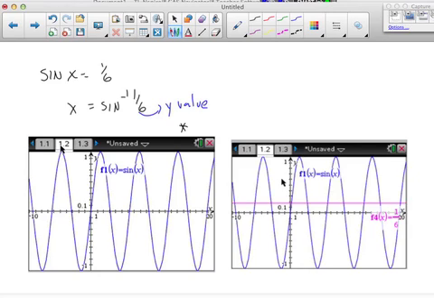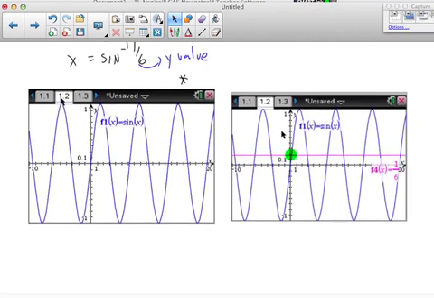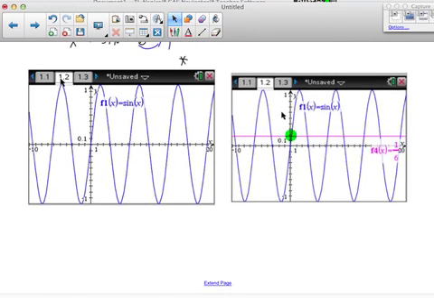So what I've done here is actually graph y equals 1/6 here in purple. Now, what we want to find is actually this first value right here. Okay? So we're going to find that value two different ways. What we'll do is go to our calculator and find the inverse sine of 1/6.